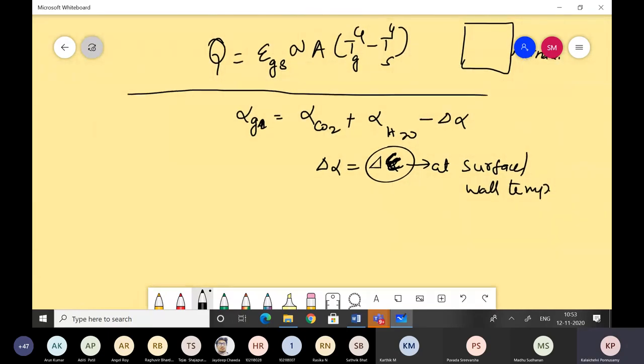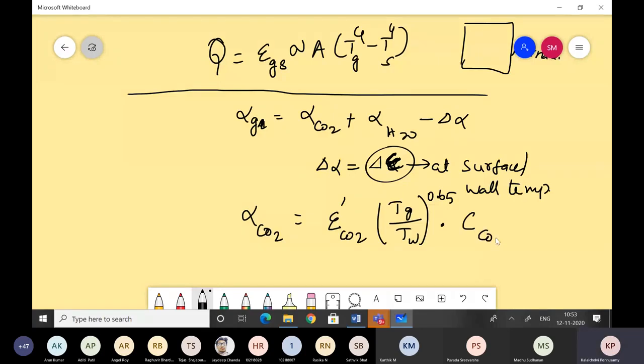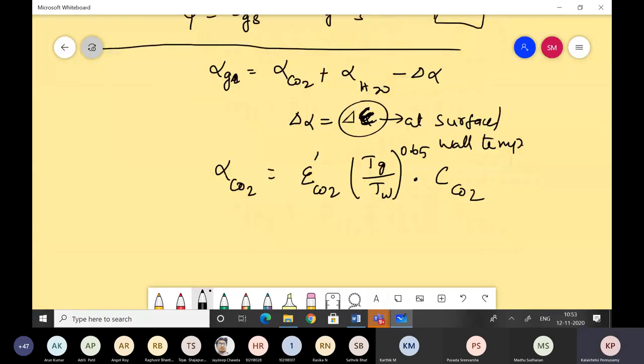So now what is your absorptivity of CO2? How will you calculate your absorptivity of CO2, which is emissivity dash of CO2? You know how to calculate emissivity of CO2, right? And I'll tell you how you can go about it: multiplied by T gas divided by T surface or T wall to the power 0.65, multiplied by your same correction factor. Similarly, H2O you can write it.